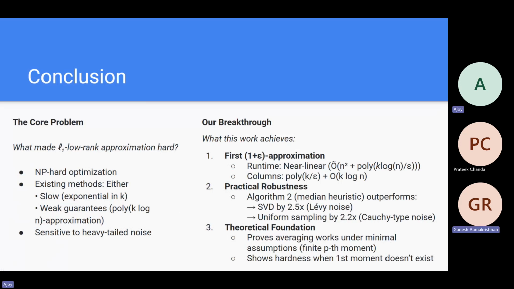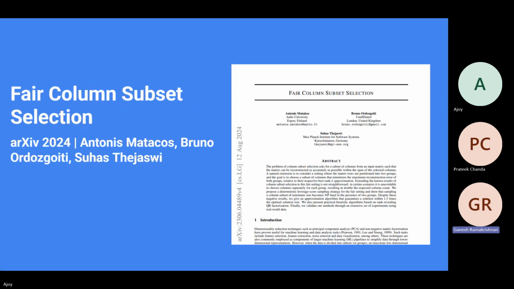I see, averaging works under minimal assumptions. Yeah, there was only one assumption, that a finite pth moment exists for the data. What is averaging? I didn't remember. Averaging was minimizing the error while using algorithm 1, where we are minimizing the error. Acha, the mean part. Works under minimal assumption.